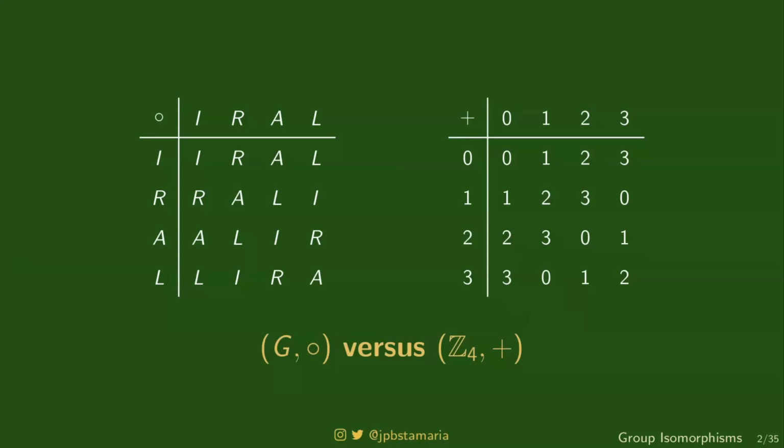Anyone? Same lang po. What do you mean same lang siya, no? Ano po, para po yung IRAL po. Oo. Same lang rin. Kunwari po yung I po is 0, R is 1, A is 2, L is 3 po. Tapos yung nasa loob po ng group parang ganun rin po. Very good.